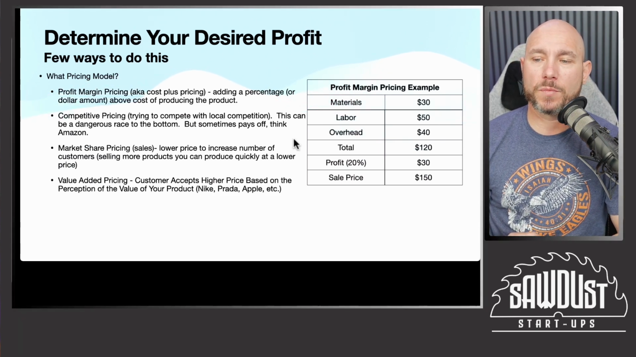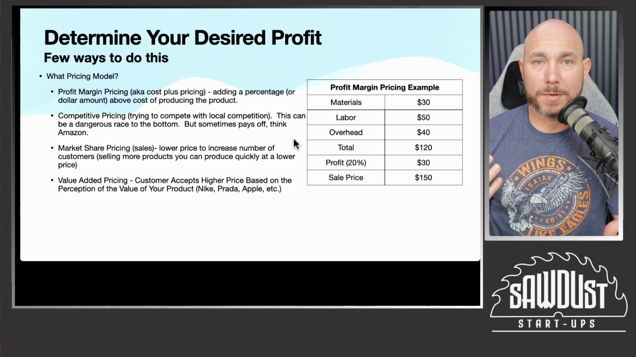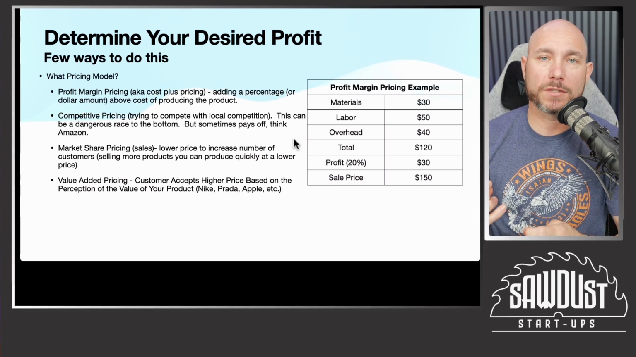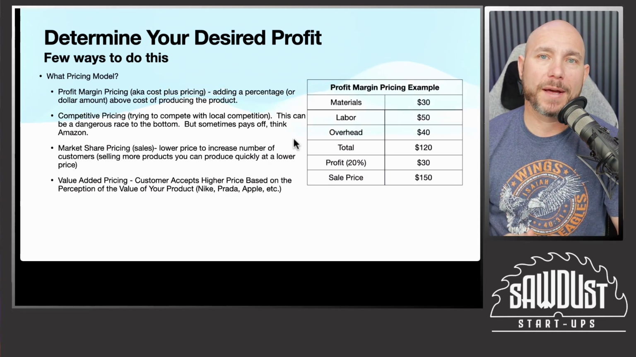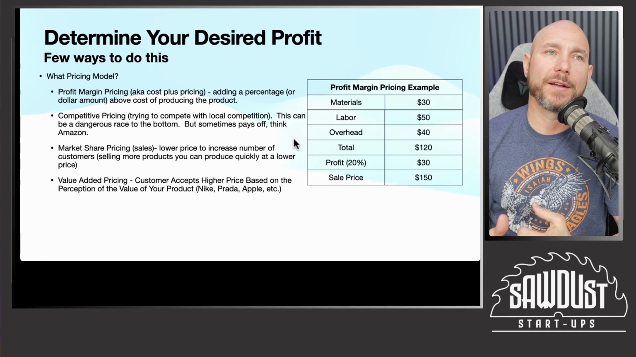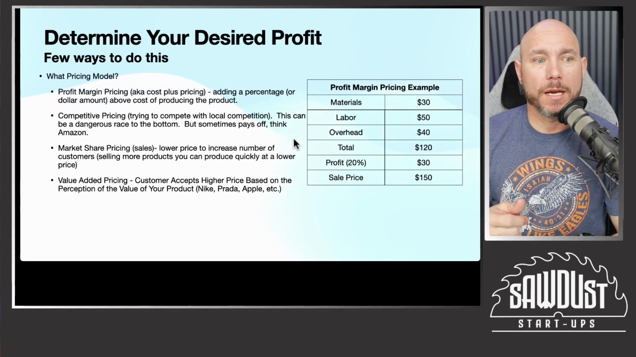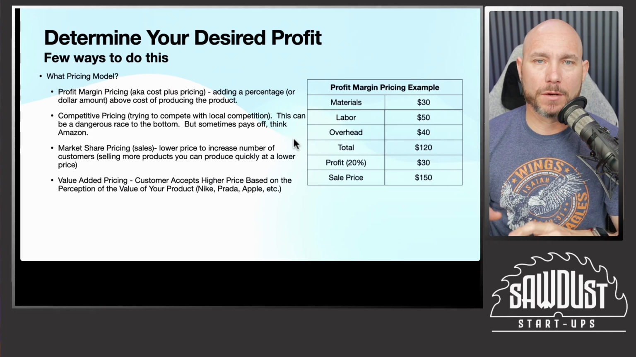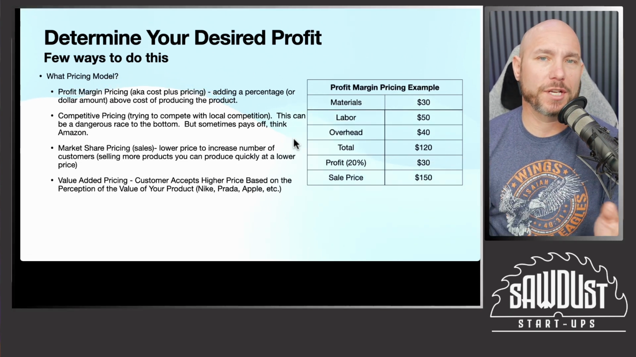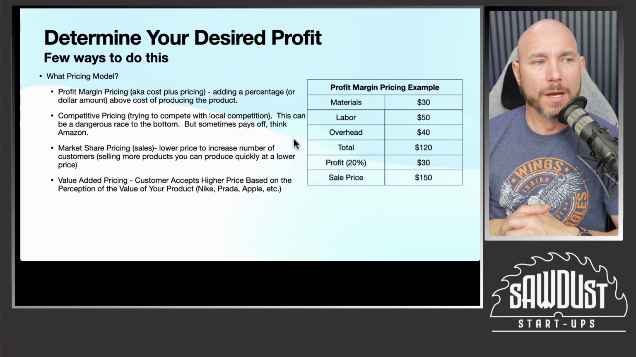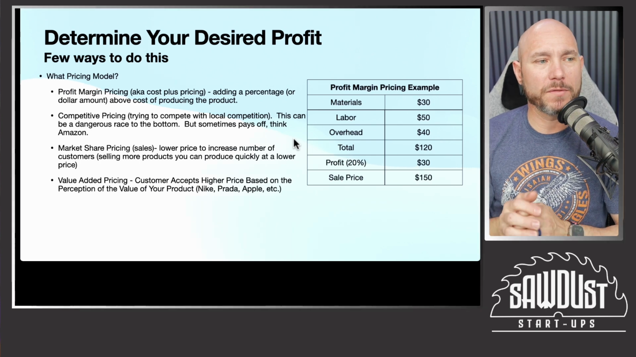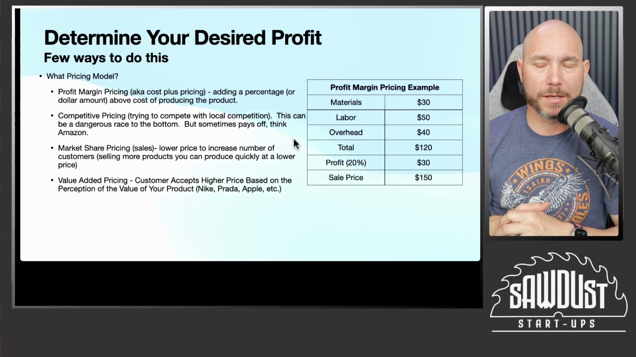Value-added pricing, this is where a customer is accepting or paying a higher price based on perceived value. Think about Apple products, Prada or Louis Vuitton, Nike, anything with a name brand, right? They're charging extra because of the name brand. Well, how did they get there? Most of them started out as a higher end brand.